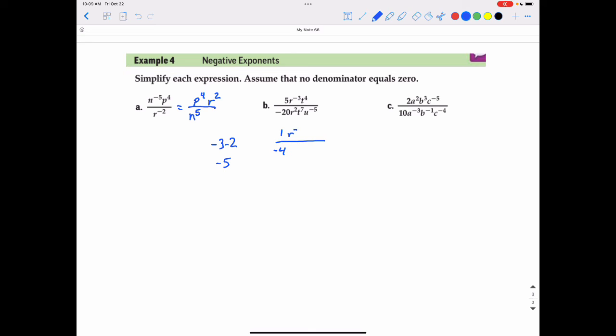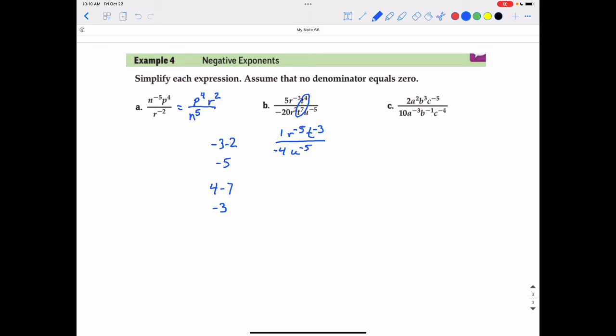I'm going to leave that on top for right now. And then I have t to the fourth divided by t to the seventh. So that means I should be taking 4 minus 7. And that is negative 3. So that means I have t to the negative third. And then I got u to the negative fifth, which there are no u's on the top to divide it by. So I'll just leave u to the negative fifth on the bottom. Don't leave any negative exponents in your answer.